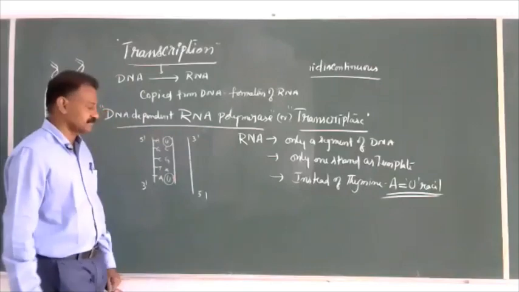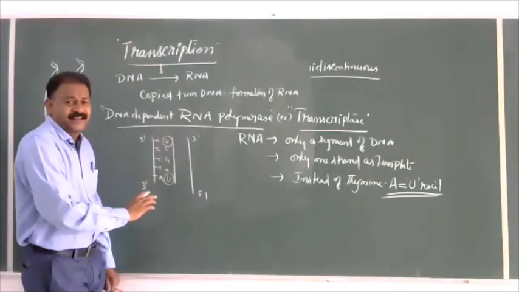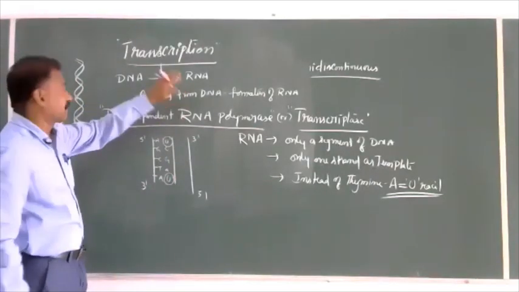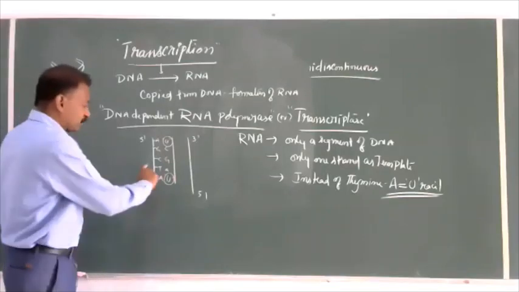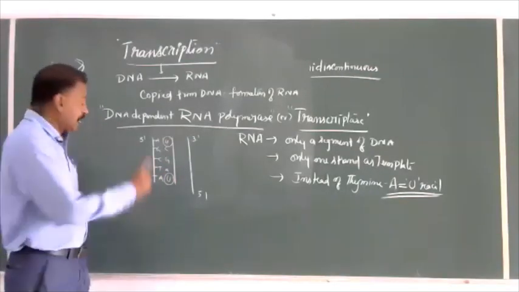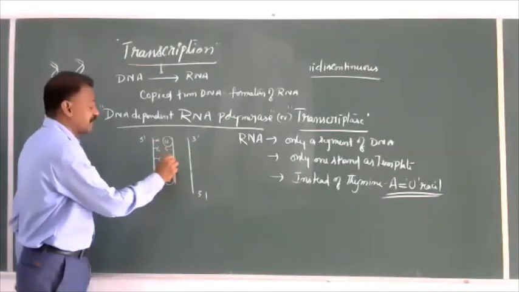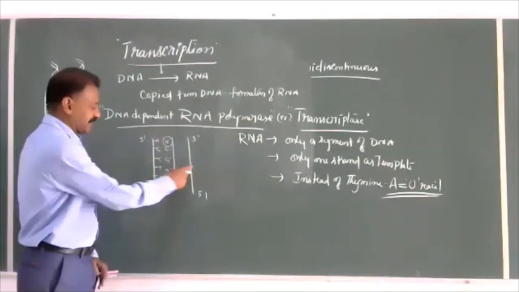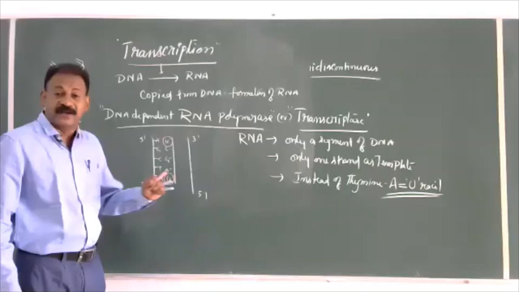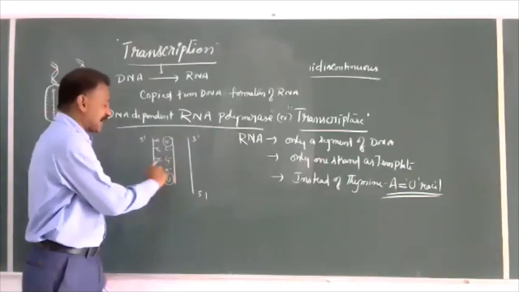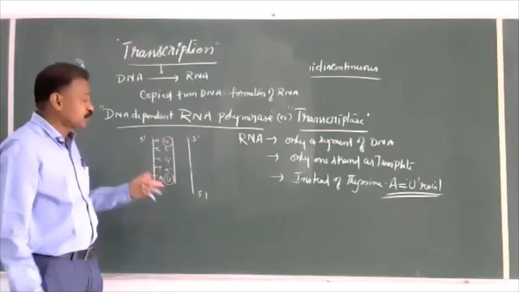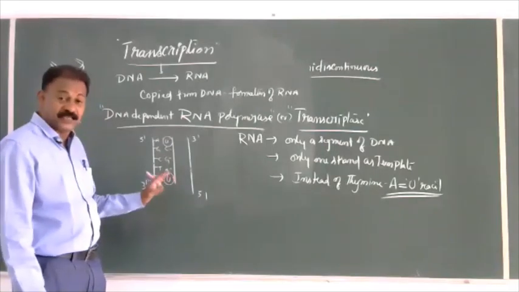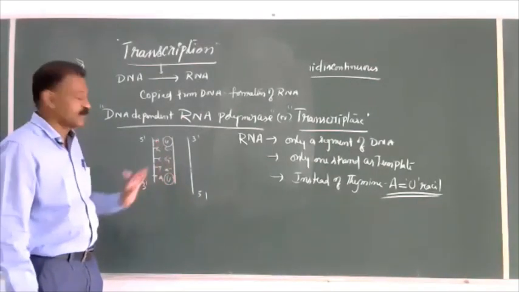Then the question comes: whenever DNA at a particular place is separated for RNA formation or transcription, out of the two DNA strands, only one is responsible for the synthesis of RNA. Immediate question: why are two strands not participating in the formation of RNA? The explanation or solution is something we have to understand.